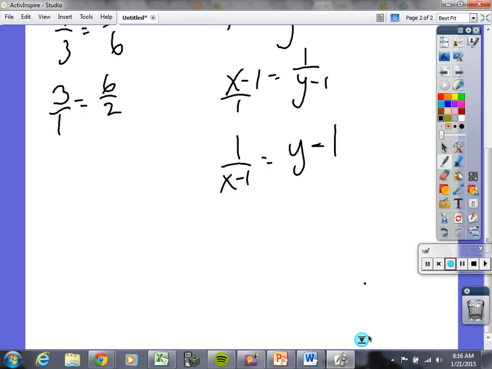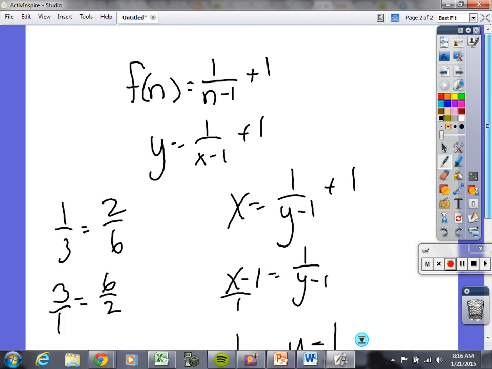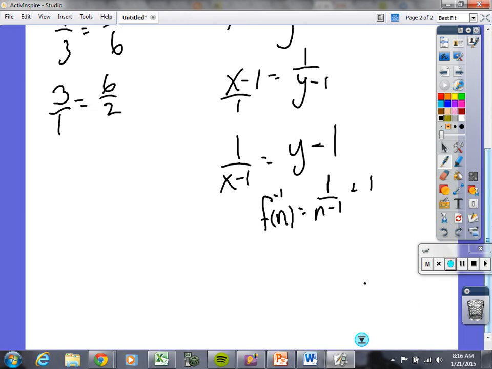With that being said, what do you guys think I'm going to do last but not least? Add the 1. So notice, f of n's inverse is, instead of an x, we're going to put it back in n. Is that okay? 1 over n minus 1, minus 1, or plus 1. Isn't that exactly the same function it was originally? Can that happen? Pretty easy, just had to know that one thing.